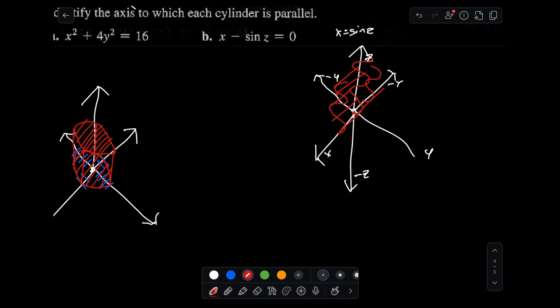And the reason why this works is because we're not specifying y to be anything. We're just saying that x has to equal sine z and y can be anything from negative infinity to infinity. And that's why it would extend out infinitely in the y direction.